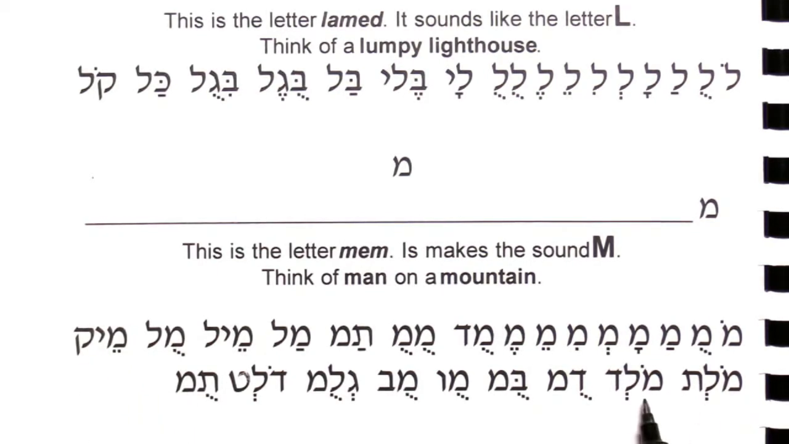molt, mold. Now notice there's no vowel after the lumpy lighthouse. It's not molet or mullet, it's molt, molt, mold, mold. So that stop sign means there's no vowel attached to this. You go right into the next consonant.